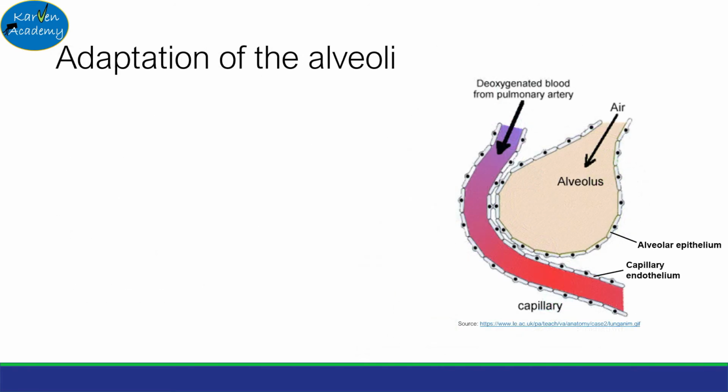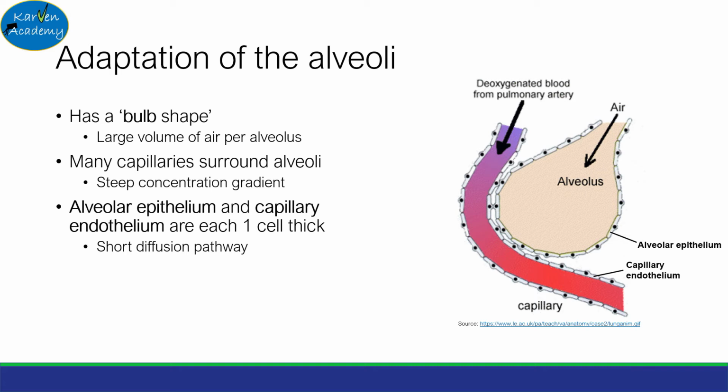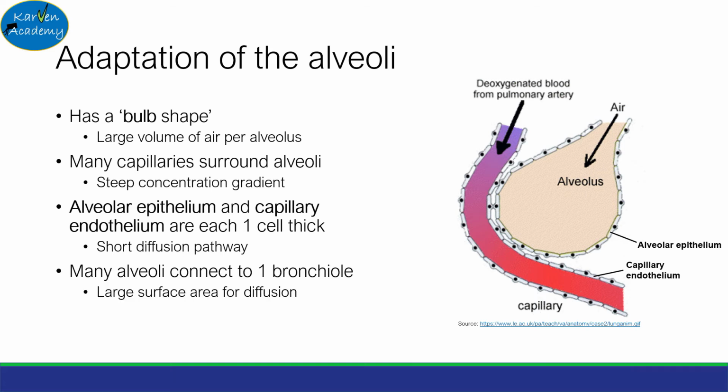The alveolus is adapted in many ways to carry out its function. Due to its bulb shape, a large volume of air per alveolus can be taken in. As many capillaries surround the alveoli, a steep concentration gradient can be maintained. The alveolar epithelium and the capillary endothelium are each one cell thick, meaning that the diffusion pathway is short. Finally, many alveoli connect to one bronchiole, so there is a large surface area for diffusion.